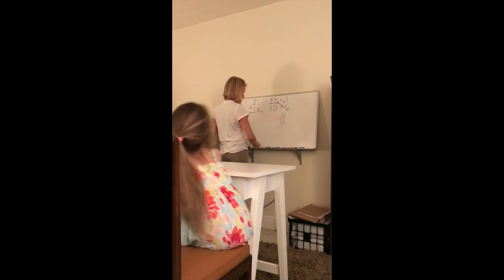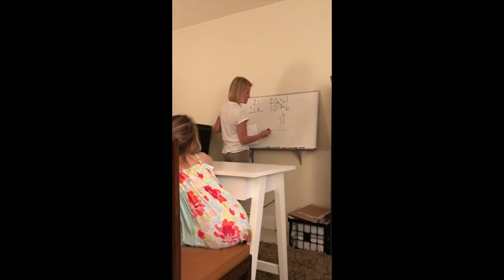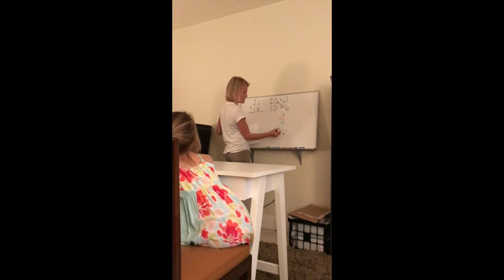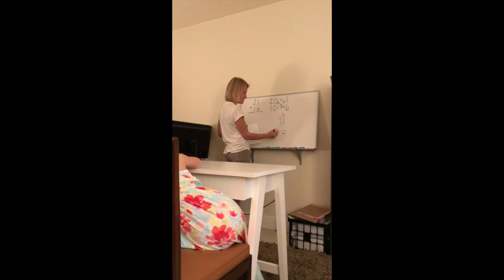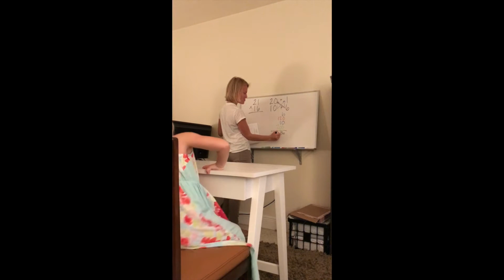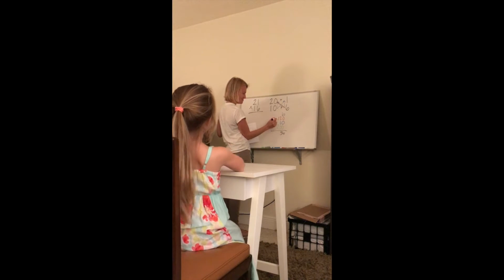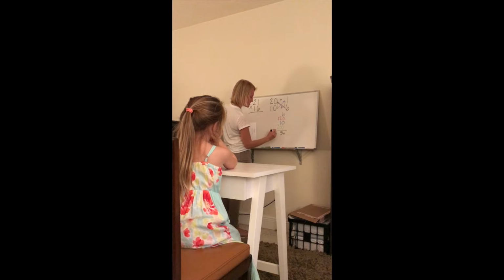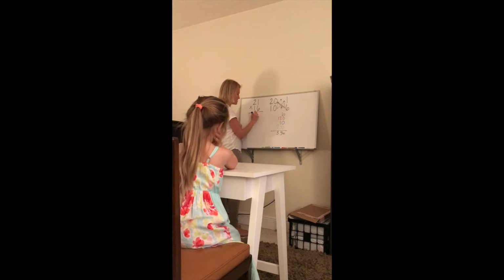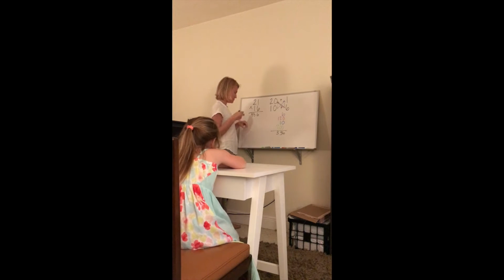So again, we add them all up. 6 plus 0 plus 0 plus 0 is 6. And 2 plus 1 plus 0. 3. 3. And 2 plus 1 again is 3. So 336 is our answer.